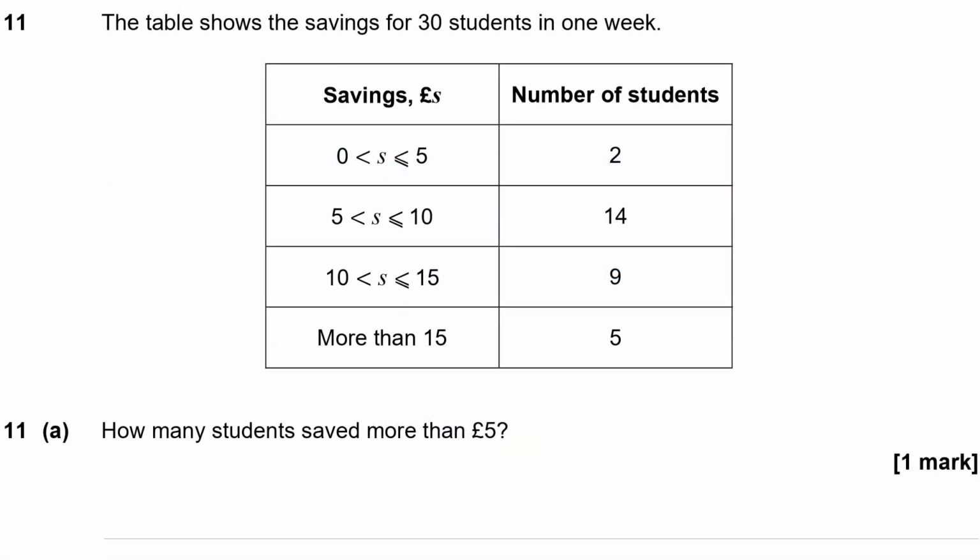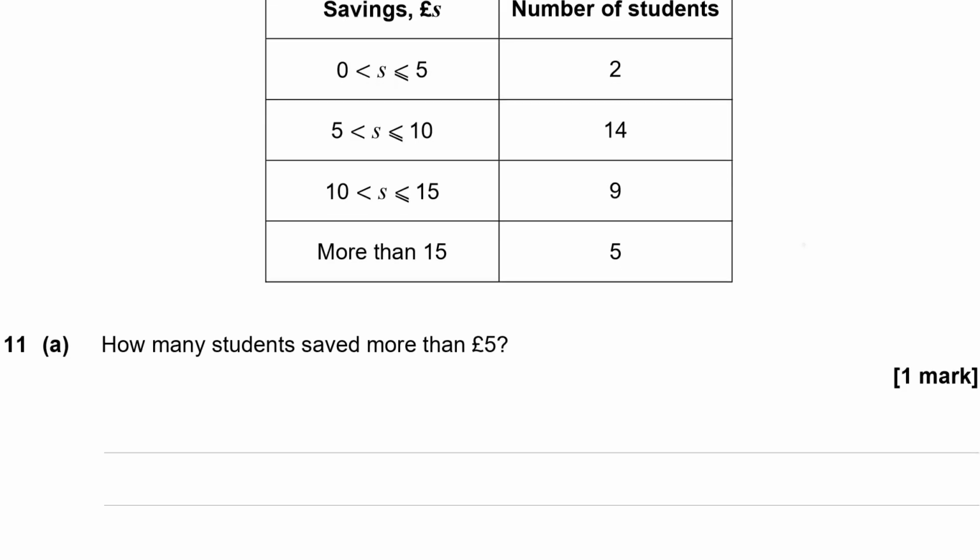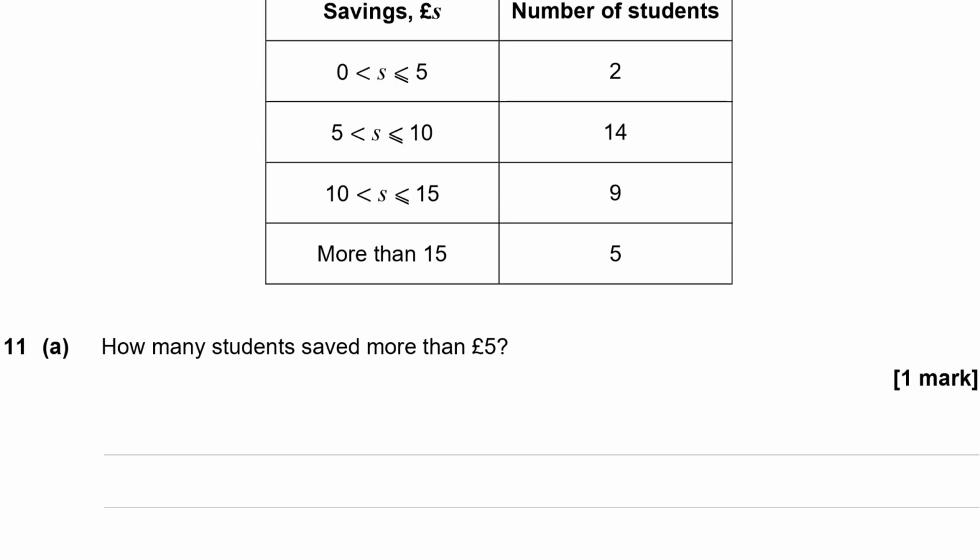Question 11. The table shows the savings for 30 students in 1 week. So we see that these students are saving between 0 to £5, 5 to £10, 10 to £15, and more than £15. First question is, how many students save more than £5? More than £5 is all the students down here, isn't it? 5 to 10, 10 to 15, and more than 15. So this group of students all saved more than £5.